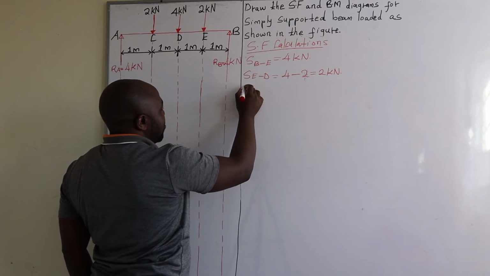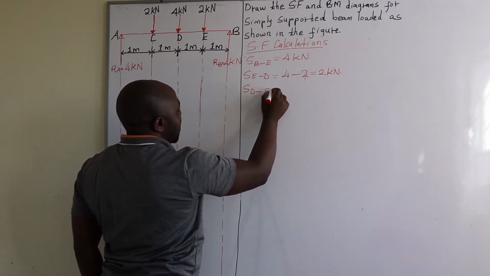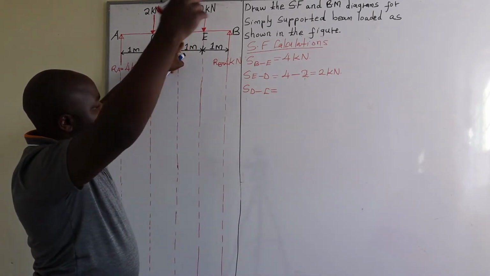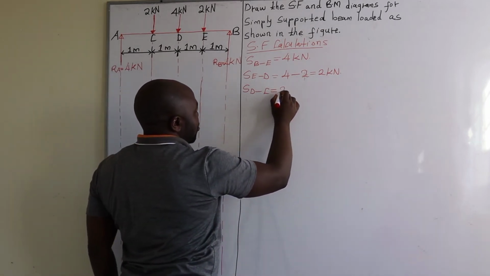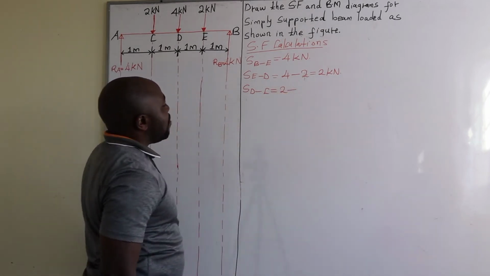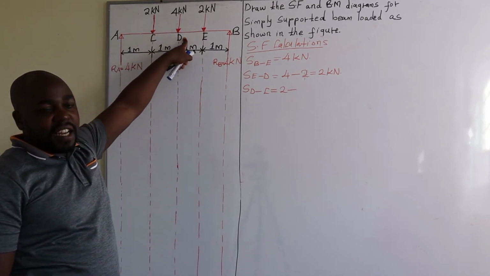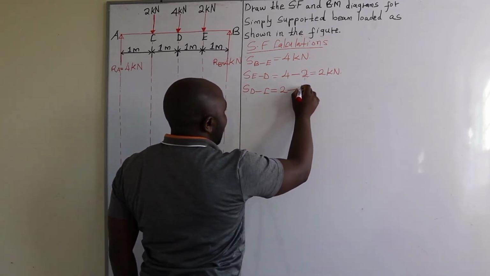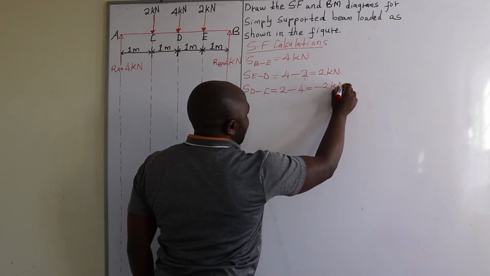Then from there we go to the shear force between point D and point C. Now, the shear force between point E and point D on the right hand side is 2 kilonewtons. So we are going to take that 2 kilonewtons, then we subtract the 4 kilonewtons that is acting at point D. So that is going to be 2 minus 4, which in this case is negative 2 kilonewtons.